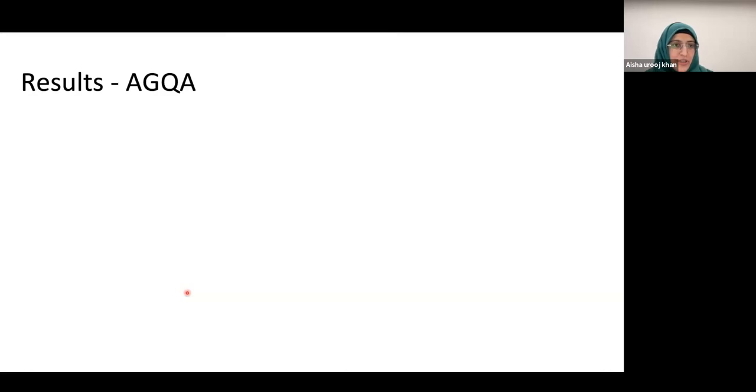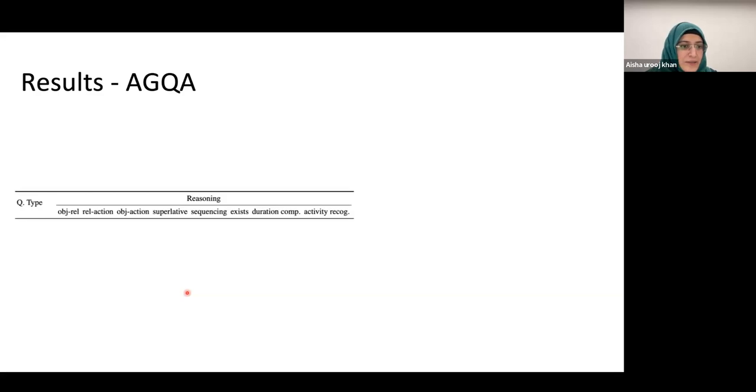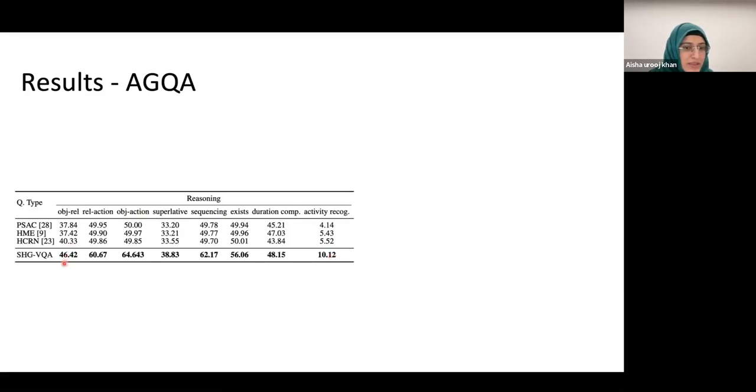Now I'm going to show the results on the AGQA benchmark. Here we are showing the question type: if it is reasoning based, whether the reasoning is between object and relationship, or for action, object action. The question is about superlative, sequencing, existing questions, and so on. These were the baselines, and they have some specific performance for each reasoning type. Then here are the results which we obtained from our method.